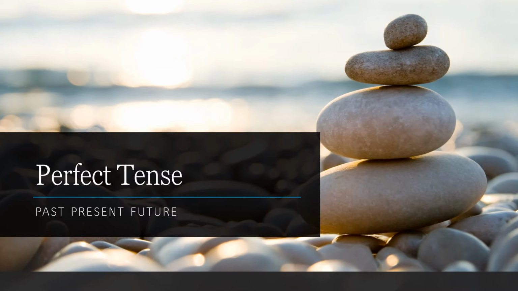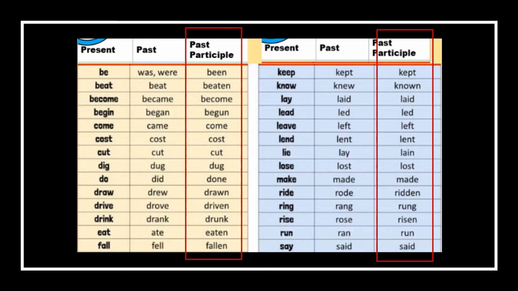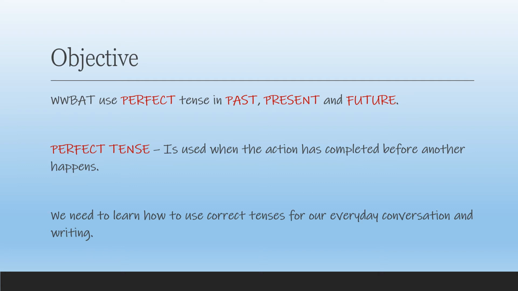Hello everyone. Today we will look at the perfect tense in the past, present and future. Today we will be looking at how we use the past participle of the verb table that we have been learning. The objective today is that we will be able to use the perfect tense in past, present and future.